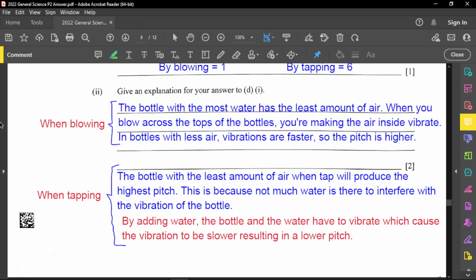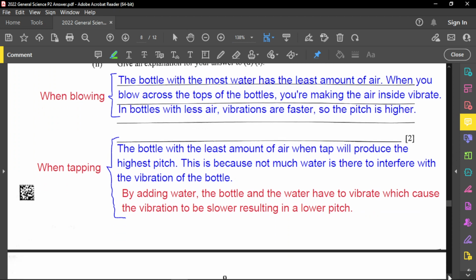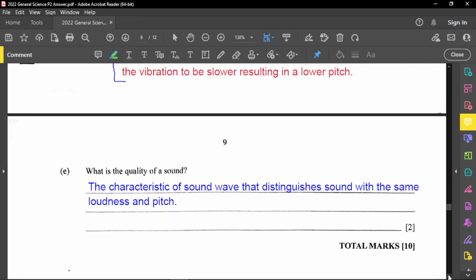And so notice this notation in red right here: by adding water, the bottle and the water have to vibrate, which causes the vibration to be slower, resulting in a lower pitch. So less water means that you have more energy or vibration going to the bottle, hence you have a higher pitch. All right, so I hope that was clear in terms of the explanation between the two scenarios.